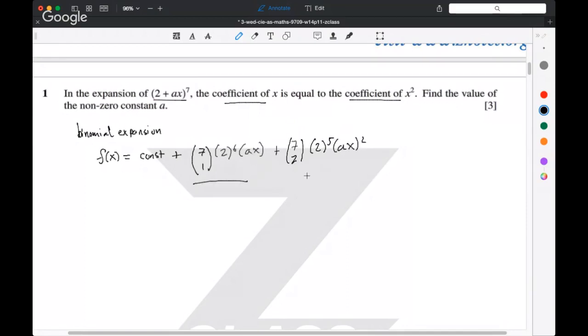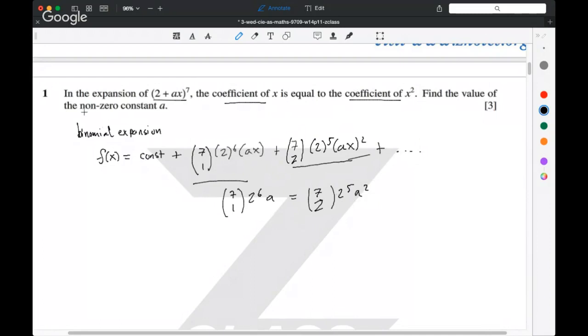And now you're told that, and there's obviously infinitely many more terms, but you're just told that these two terms are the same. Or rather, sorry, that the coefficients are the same. So ignoring the x, the coefficient is just the thing in front of the x. So 7 choose 1, 2 to the 6 times a is equal to 7 choose 2, 2 to the 5 times a squared. And you can use this to solve for a.